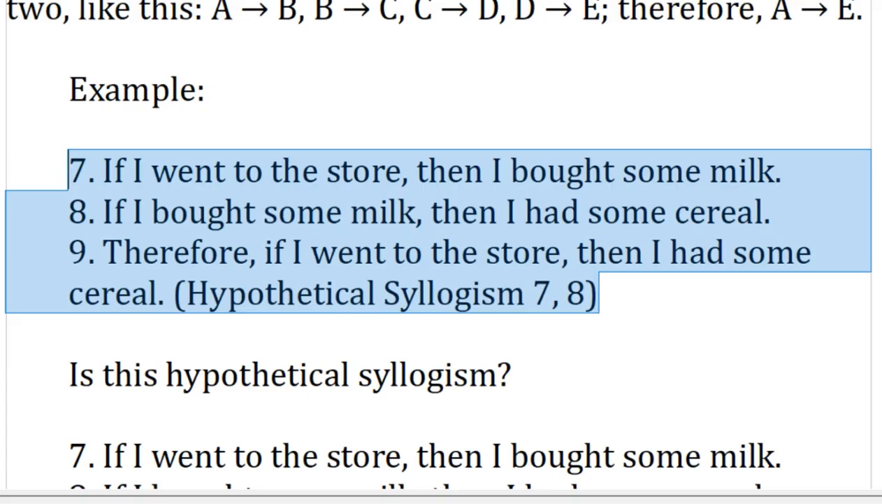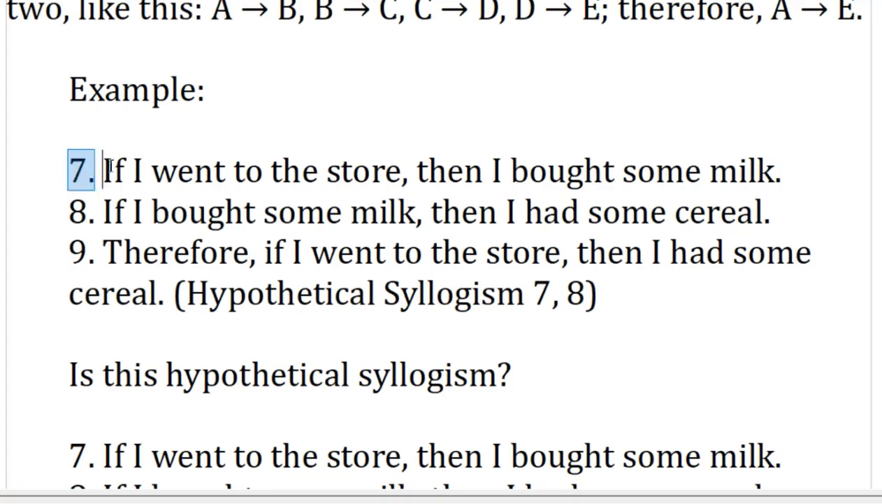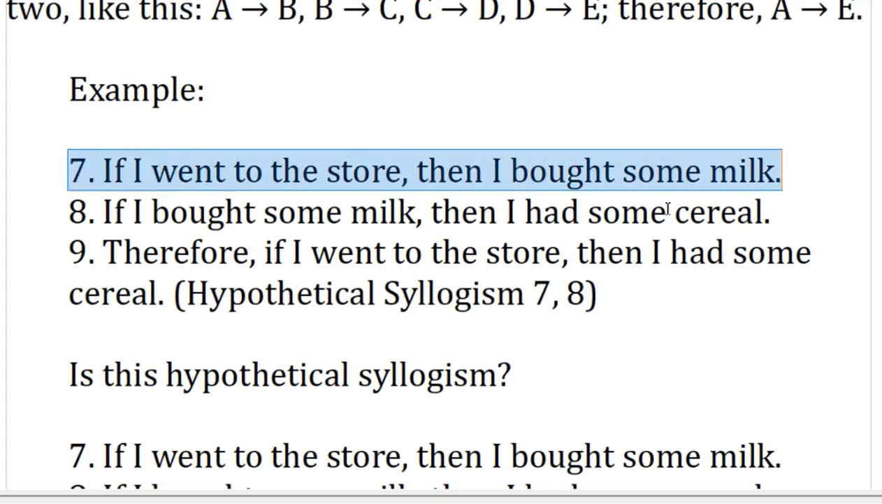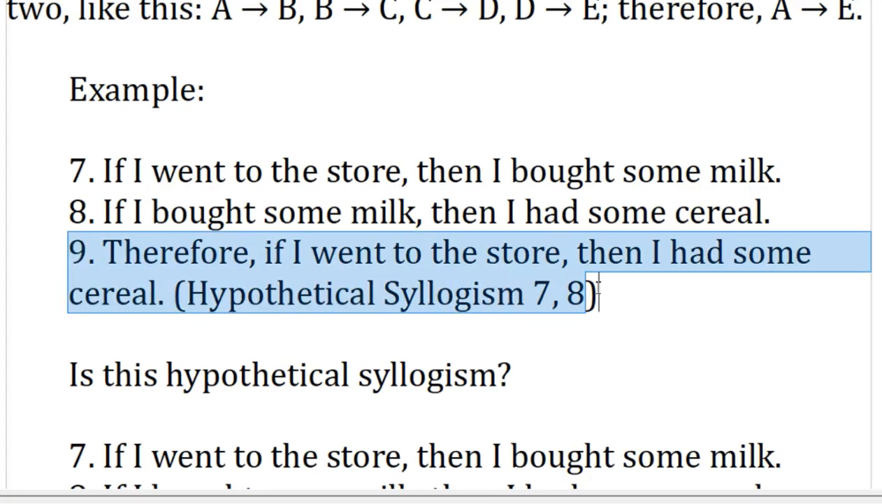They are just meant to illustrate the rule. So of course it's true that you could have gone to the store without buying milk. That's right, that's true. But if it were true that if you went to the store then you bought some milk, and if it were true that if you bought some milk then you had some cereal, of course, people can buy milk without eating cereal. But what this is saying is that if it were true that if I bought some milk then I had some cereal, then what you could conclude with the rule hypothetical syllogism is if I went to the store then I had some cereal.